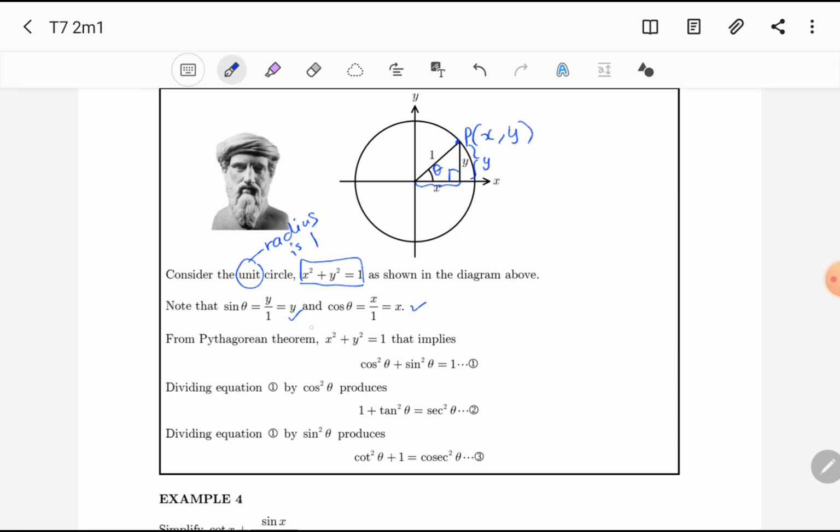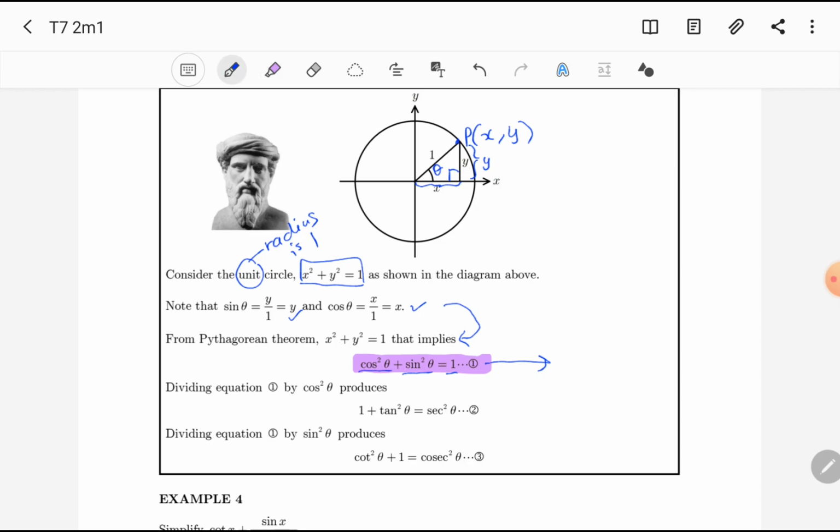Next, we substitute sin theta dengan cos theta into the equation. Okay, the circle's equation. So kita akan dapat, okay, we substitute x. x is cos theta. So x squared is cos squared theta plus, okay, y is sin theta. y squared is sin squared theta equals to 1. Okay, inilah first identity yang awak kena ingat.